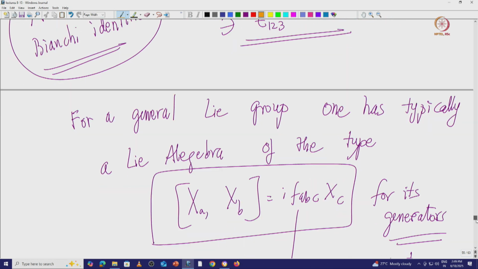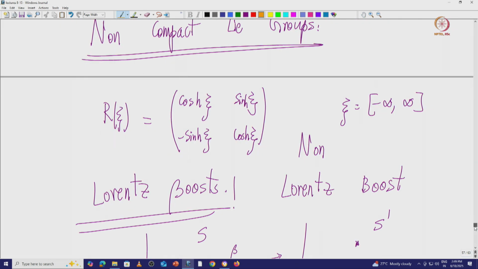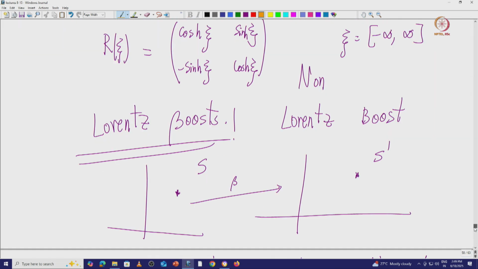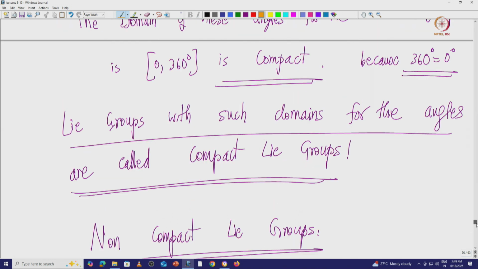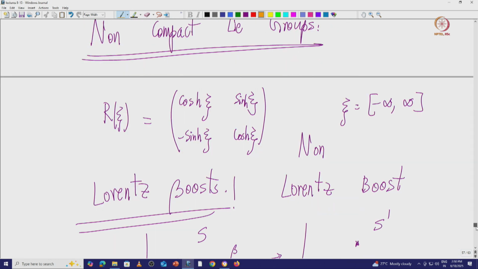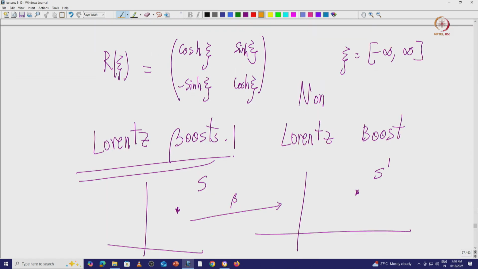Then we ask the question, what happens if we have non-compact Lie groups, and this is where the discussion was going on. So we ask the question, if I replace cos theta by cos xi, what will happen? This is exactly like in a Lorentz boost. You can write a Lorentz boost in terms of cosh xi, sinh xi.